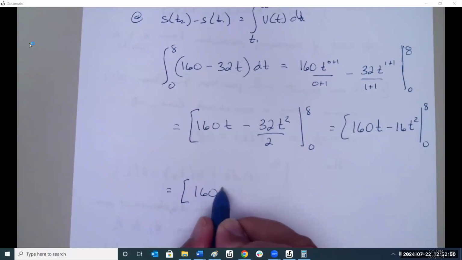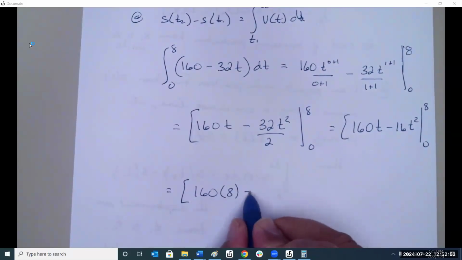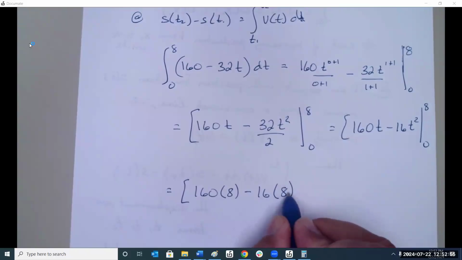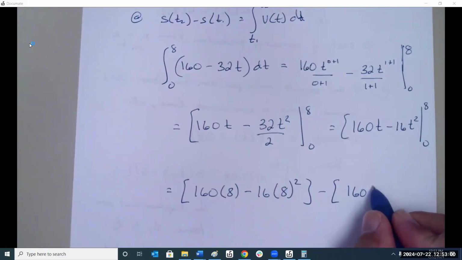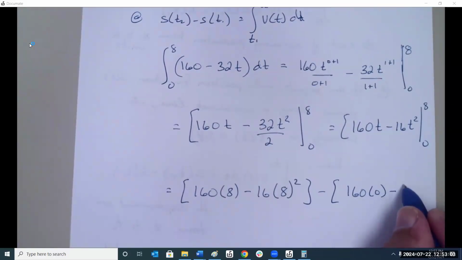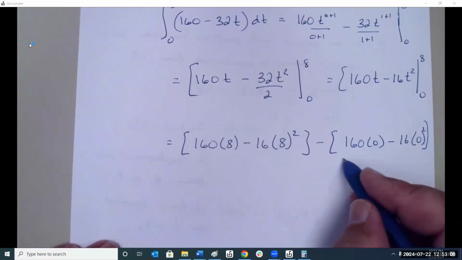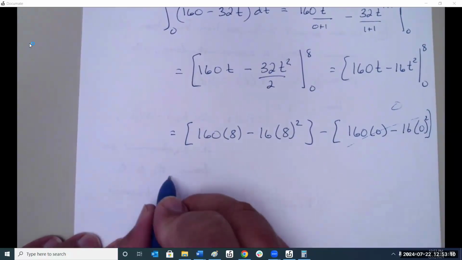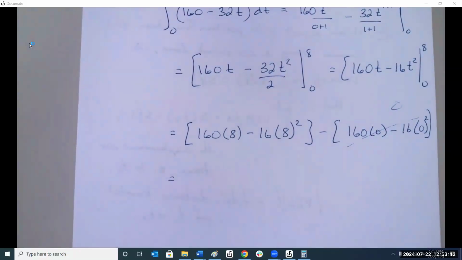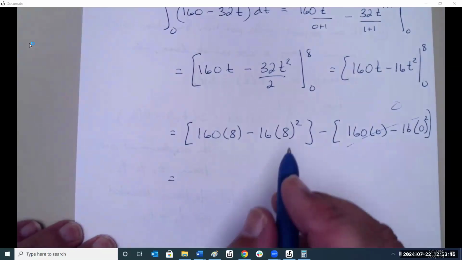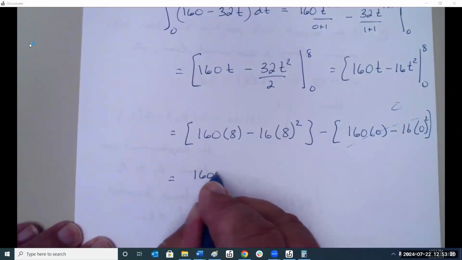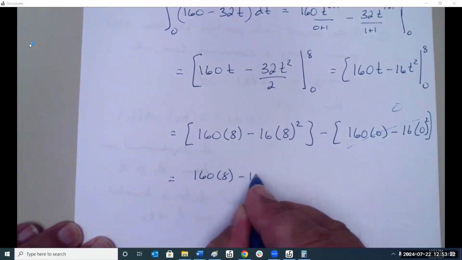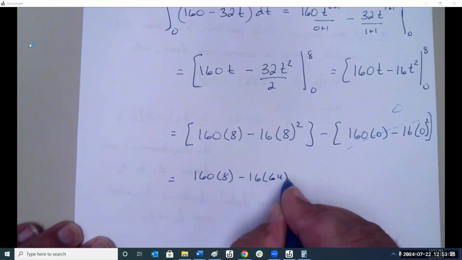So we have 160 times 8 minus 16 times 8 squared, minus 160 times 0 minus 16 times 0 squared. That all is going to be 0. Sixteen times 64.